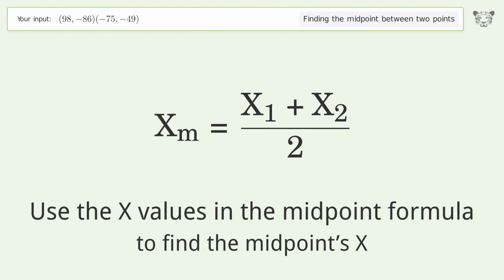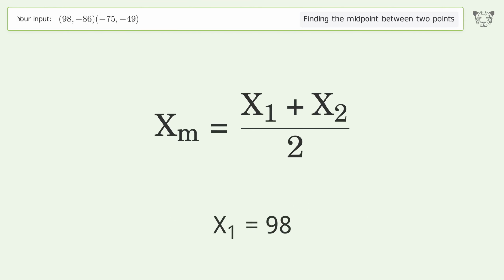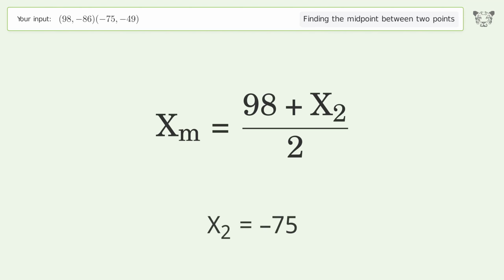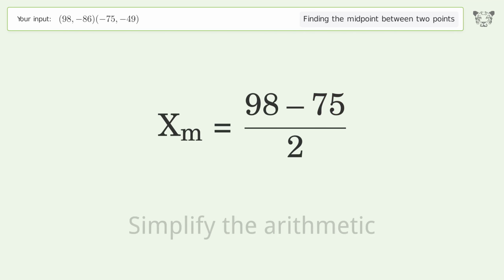Use the x values in the midpoint formula to find the midpoint's x. x1 equals 98. x2 equals negative 75. Simplify the arithmetic.